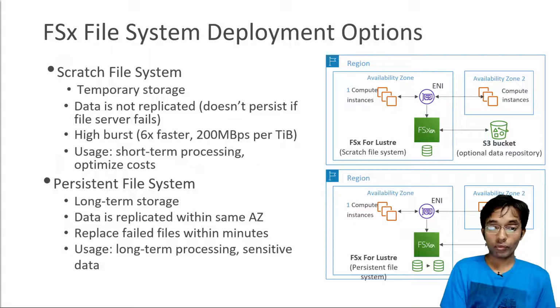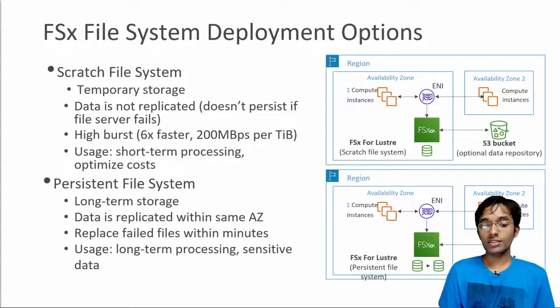A persistent file system is going to be for long-term storage. The data is going to be replicated within the same availability zone, so not across availability zones, but within the same availability zone. That means that if you have a failure of the underlying server, then the files will be replaced transparently within minutes. So the use case of a persistent file system is, as the name indicates, long-term processing and storage of sensitive data.